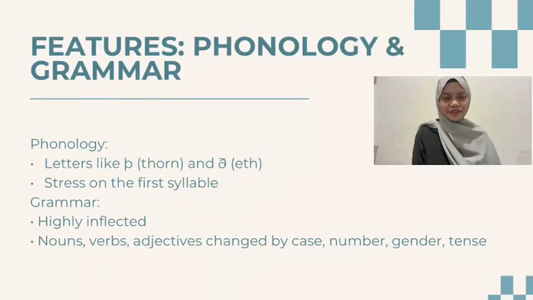Moving on to the features: phonology and grammar. In terms of phonology, Old English had unique letters like thorn and eth to represent the th sound. Stress was usually on the first syllable, and grammatically, it was an inflected language. Pronouns, nouns, and verbs changed based on case, number, and also gender, allowing flexible word order.